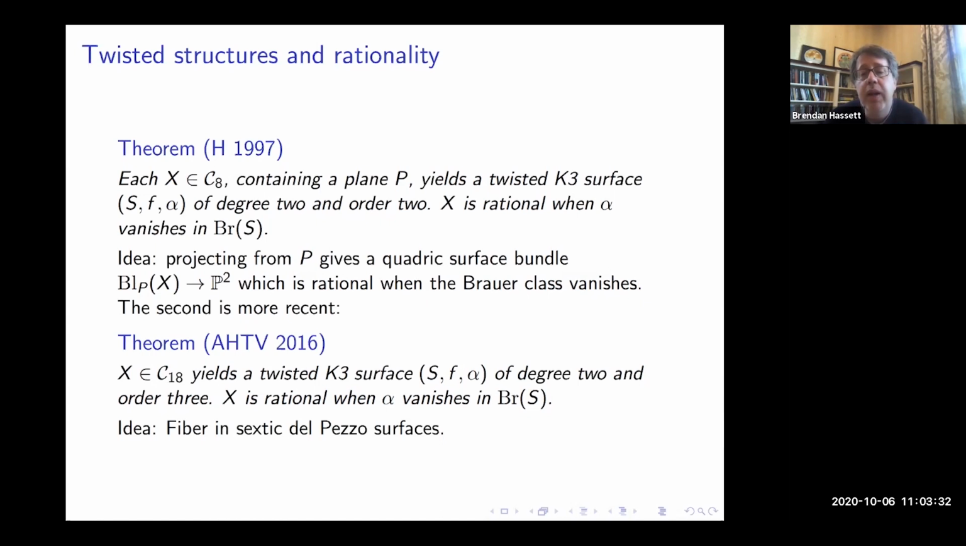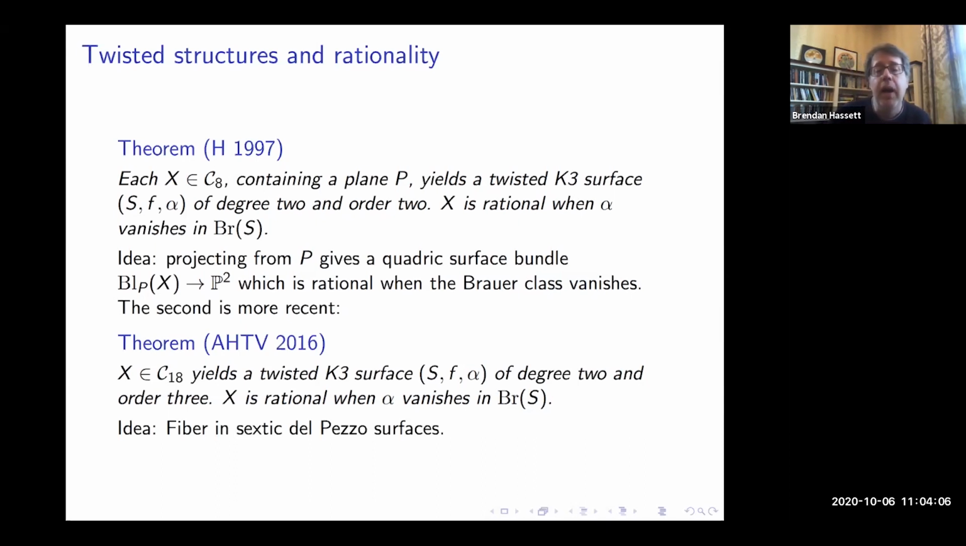When that 3-torsion element vanishes, the cubic fourfold is in fact rational. One proves this by fibering in sextic del Pezzo surfaces and keeping track of when they have a 0-cycle of degree 1, and using that to bootstrap to get rationality. This is probably the main point of overlap with my talk yesterday. And so in both these cases, you get a countable union of codimension 2 loci in moduli where you have rationality.